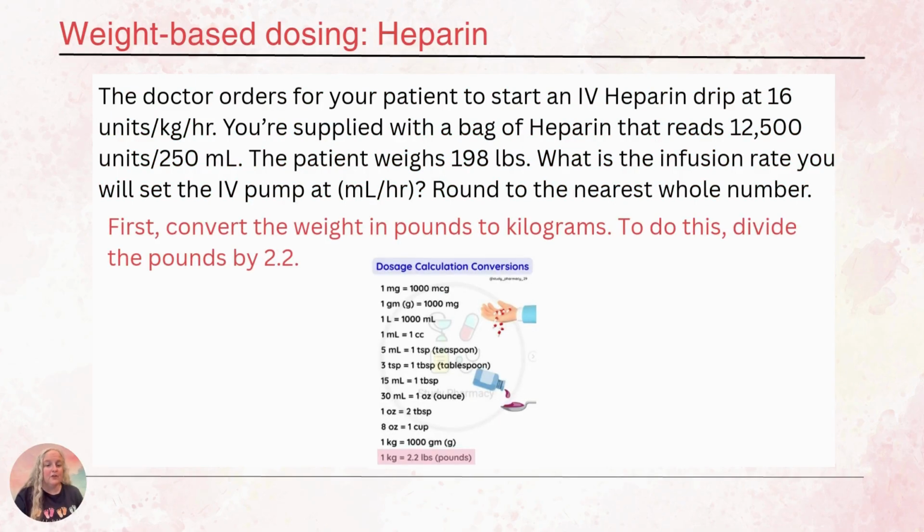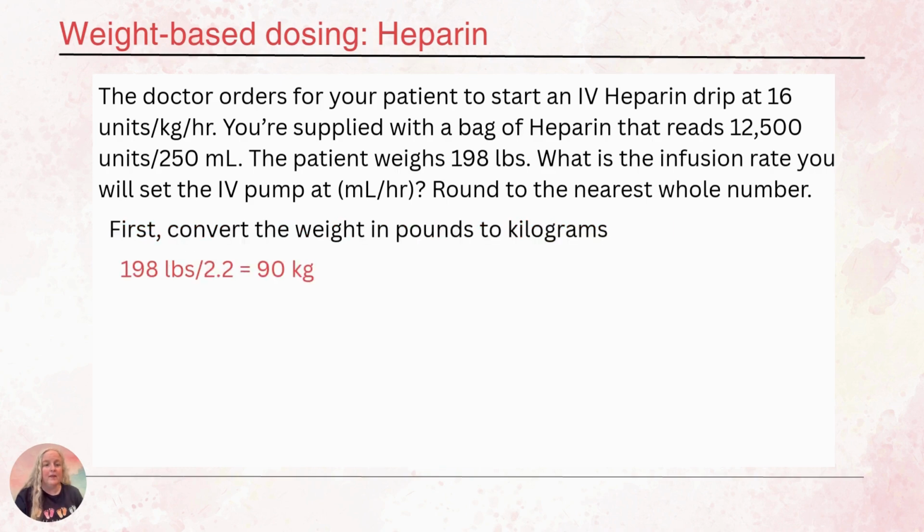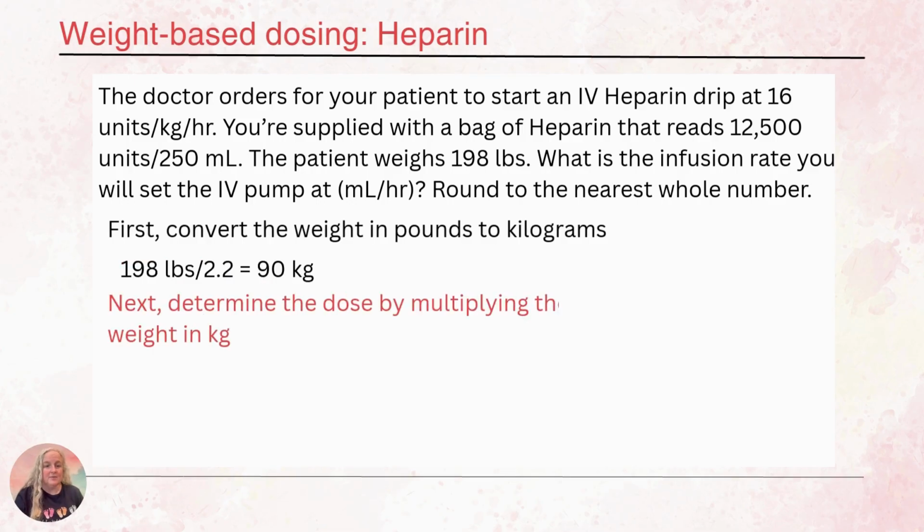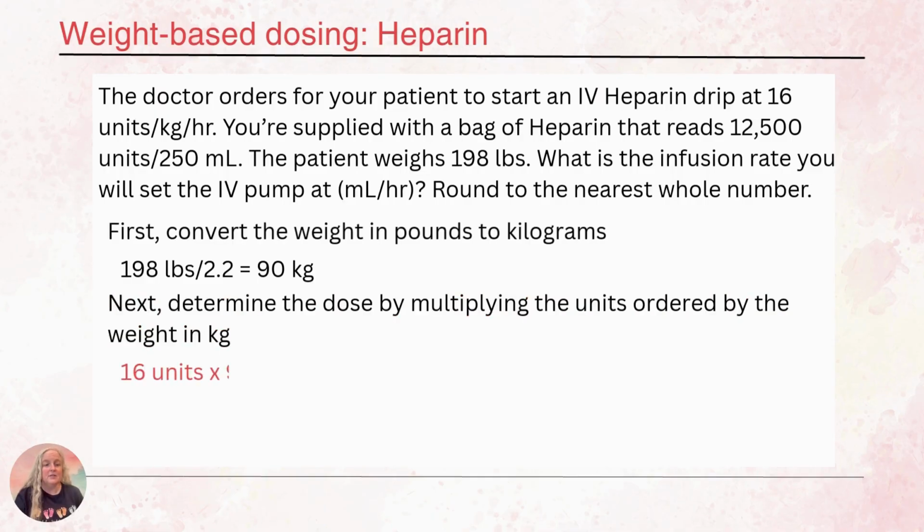First, let's convert the weight in pounds to kilograms. To do this, divide the pounds by 2.2. 198 pounds divided by 2.2 is 90 kilograms. Next, let's determine the dose by multiplying the units ordered by the weight in kilograms. 16 units times 90 kilograms is 1,440 units.